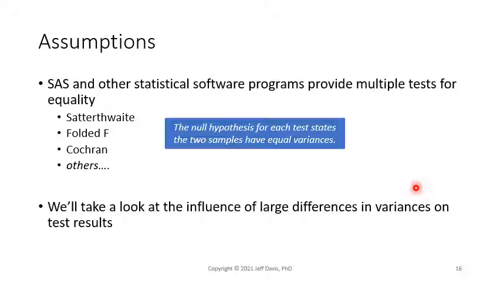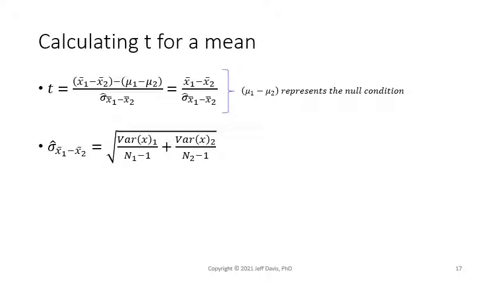And at the very end of this lecture, we'll give you a brief example of the effect of large differences in variances on test results. We'll go through the equations, but again, just remember SAS is going to do all this for you, so you don't have to worry about calculating these by hand. The important part here is just to show you what these equations look like.